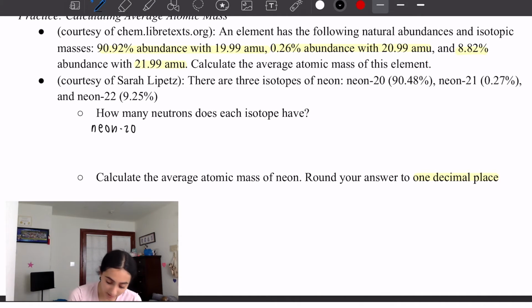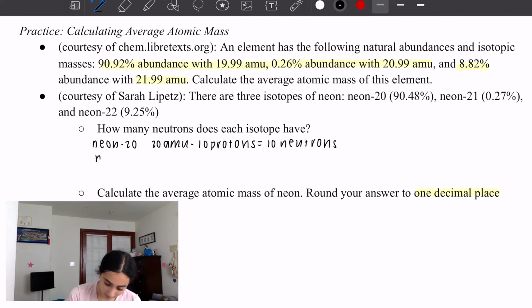Let's start with neon 20. So every neon has 10 protons. So if we subtract the atomic mass minus the protons, 20 atomic mass units minus 10 protons equals 10 neutrons. For neon 21, it would be good to write the isotopes down so that you can be organized with your writing.